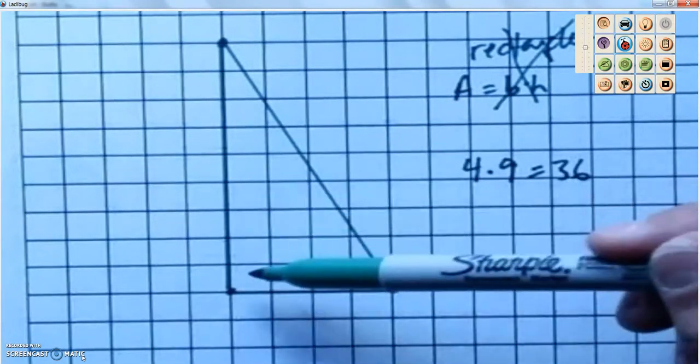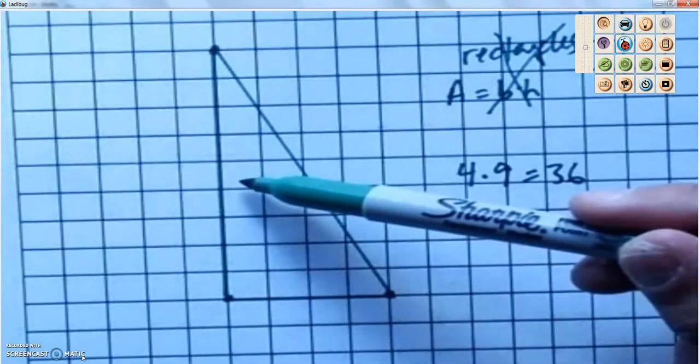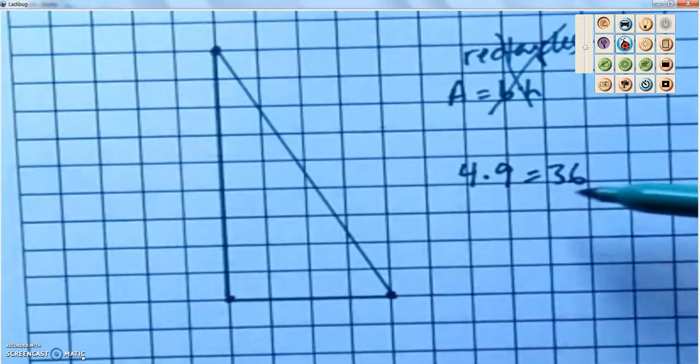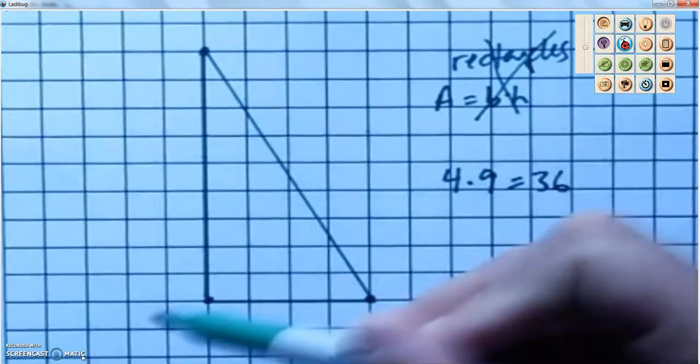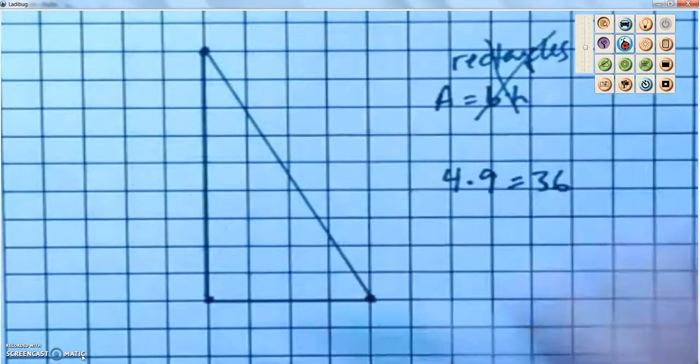If I count just the whole ones, 1, 2, 3, 4, 5, 6, 7, 8, 10, 11, 12, 13 whole ones, and then some parts, there's no way I'm getting up to 36 whole squares. So that formula is great for rectangles, but does not work for triangles. So I want to show you a cool trick to figure out how many square units are in this triangle.